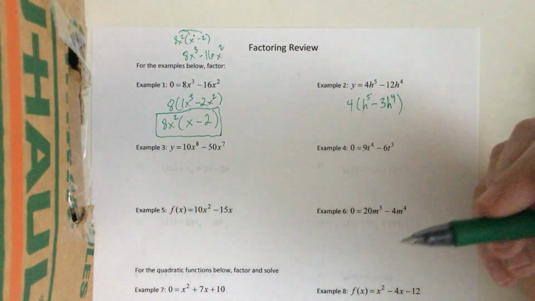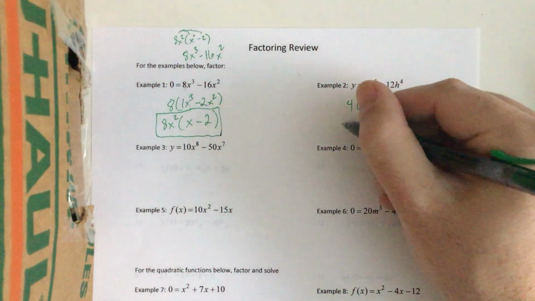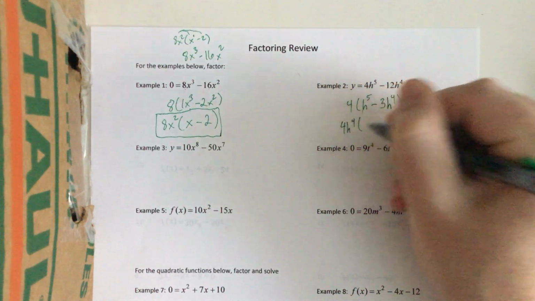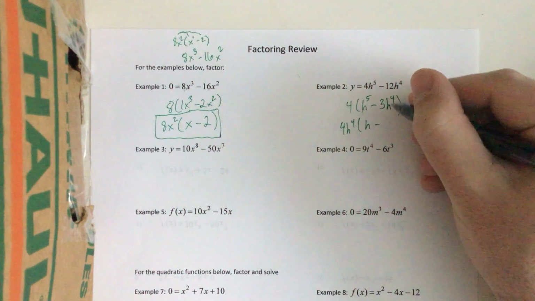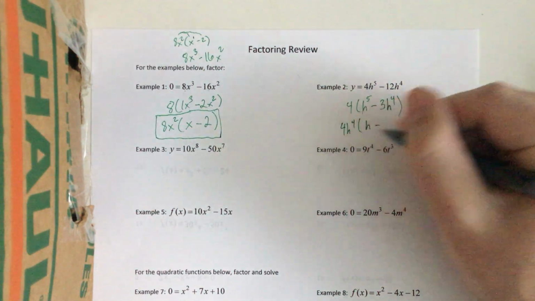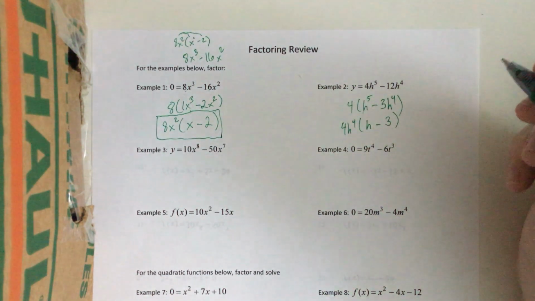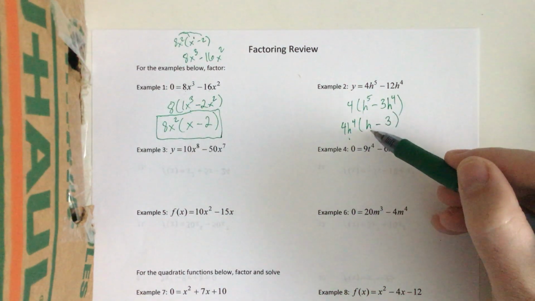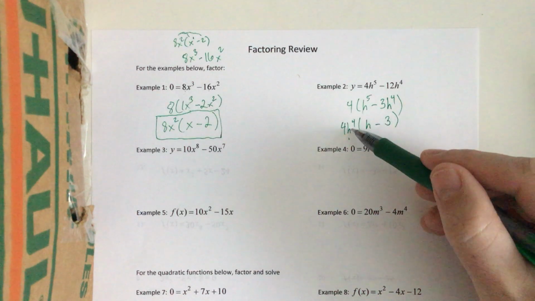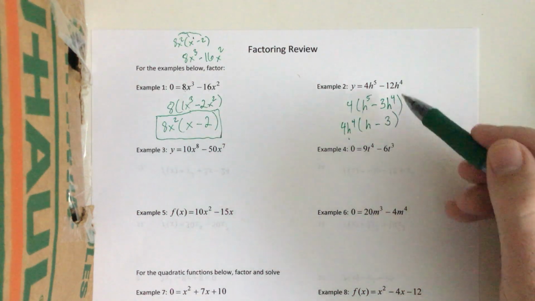I can take out as much as my least amount, so I'm going to take out 4 h's. If I had 5 here, now I'm left with just the 1 h. And over here, we had 4 h's, we took all those out, and we're just left with the 3. If I were to distribute this back in, 4h to the 4th times h is 4h to the 5th, and 4h to the 4th times 3 would be 12h to the 4th.